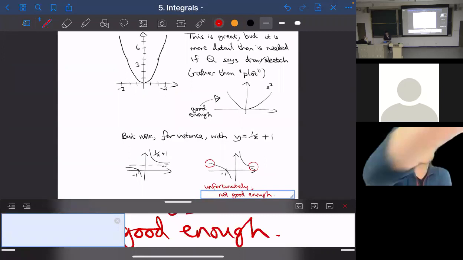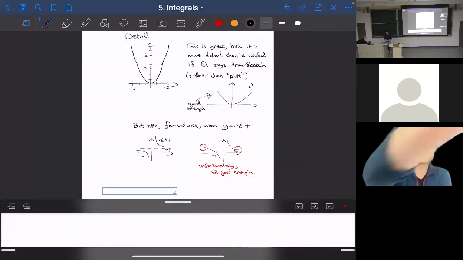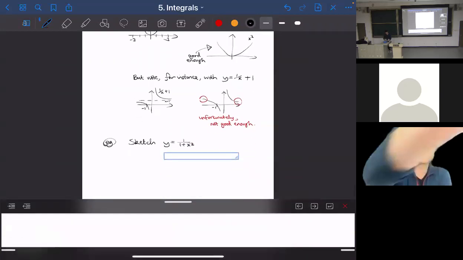Okay, so let's see if I had any further points on that. Yeah, just one particular graph, which was more difficult than the rest. So let me say a word about how to get that. If I want to sketch y equals 1 over 1 plus x squared. So this is a good example.